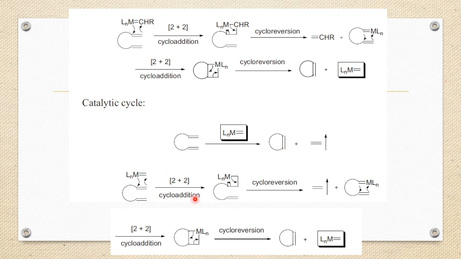You have a 2 plus 2 cycloaddition followed by a metal insertion, and it forms a metallocycle. This again is cycloreversion happening and creating an alkene here, and again you have a 2 plus 2 cycloaddition, again cycloreversion to create two different alkenes.